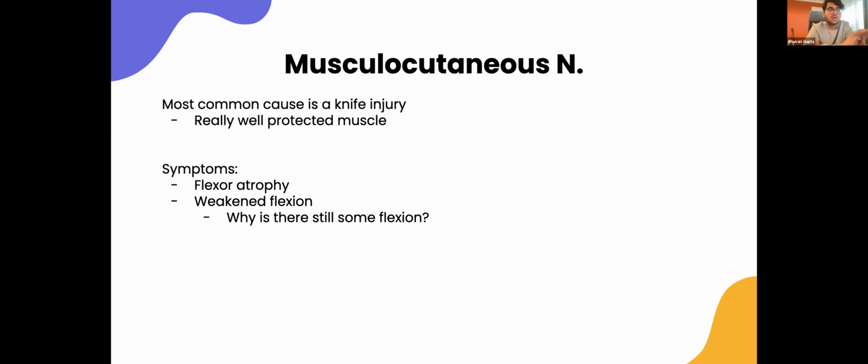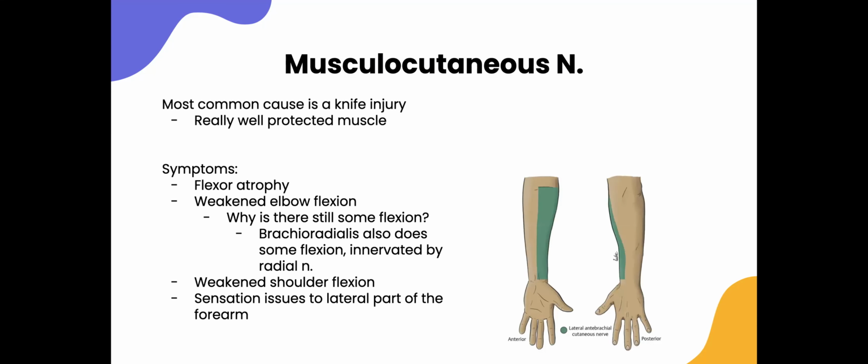But my question is, why will we still see some flexion? Why is all flexion not gone? Because we've got the brachioradialis. Perfect. We've got the brachioradialis still to do its thing, and that's innervated by the radial nerve. As well as some more symptoms: weakened shoulder flexion, because the coracobrachialis does a little bit of that, as well as sensation issues to the lateral part of the forearm.